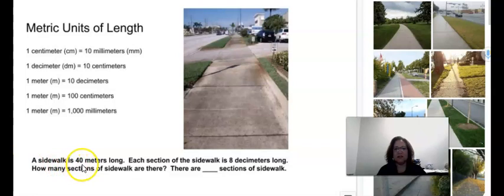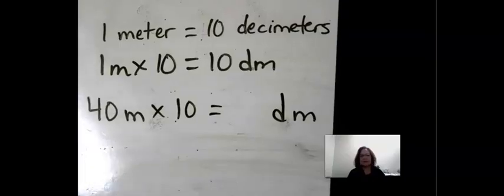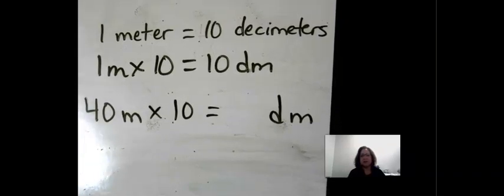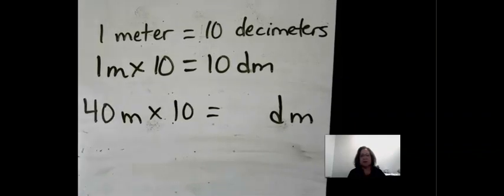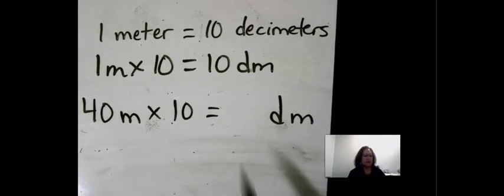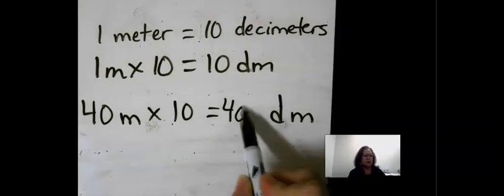All right, so there are 2 steps to this problem. First, we need to figure out how many decimeters long the sidewalk is, and then we need to divide it by the 8 decimeters. So if 1 meter is 10 decimeters, 1 times 10 is 10, right? So 40 meters times 10 gives us 400 decimeters.